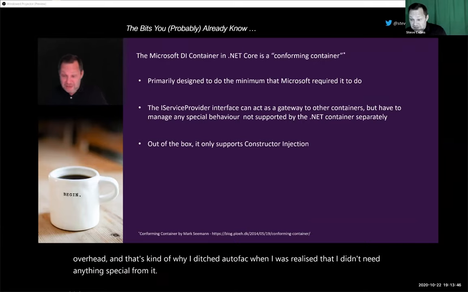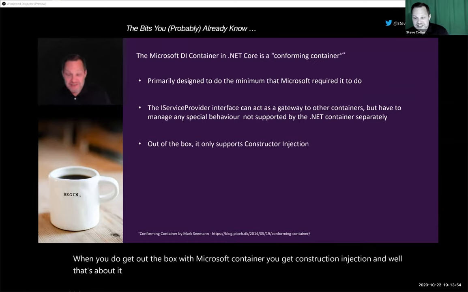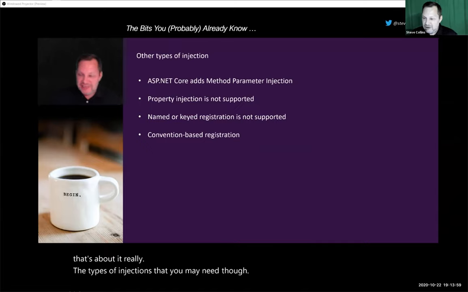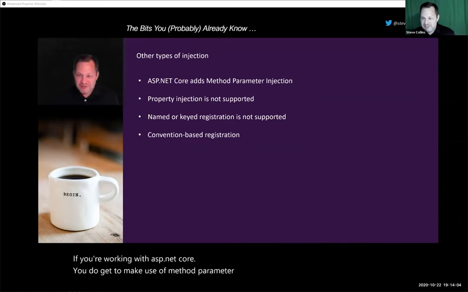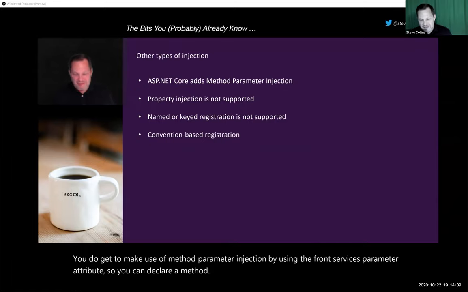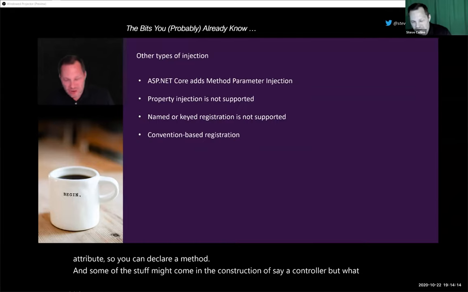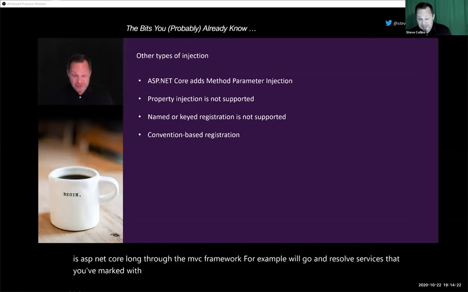What you do get out of the box with the Microsoft container is constructor injection, and that's about it really. There are other types of injection that you may need though. If you're working with ASP.NET Core, you do get to make use of method parameter injection by using the FromServices parameter attribute. So you can declare a method, and some of the stuff might have come in the constructor of, say, a controller. But what will happen is ASP.NET Core, through the MVC framework, for example, will go and resolve services that you've marked with that attribute as it goes along.